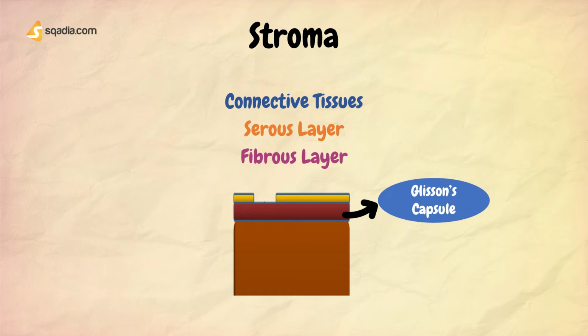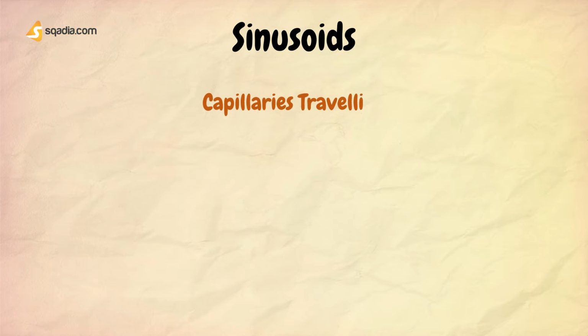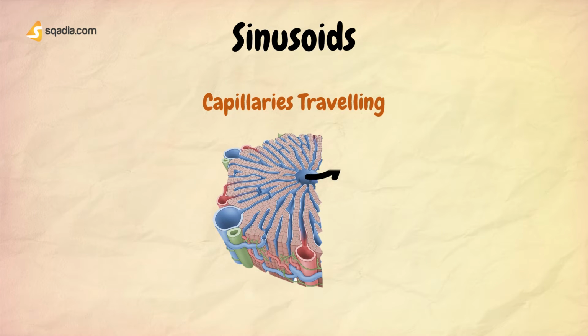Just like the capsule we take in our medications has a hard covering, in the same way Glisson's capsule also acts as a sheath to protect the liver lobes. In this image, we can see the fibrous layer, Glisson's capsule, and here we have the visceral peritoneum of the serous layer. Then we have sinusoids, which are the capillaries traveling between the hepatocytes, and they help in cleaning the blood from the old red blood cells and other debris, and add nutrients in the blood so that it can be stored.